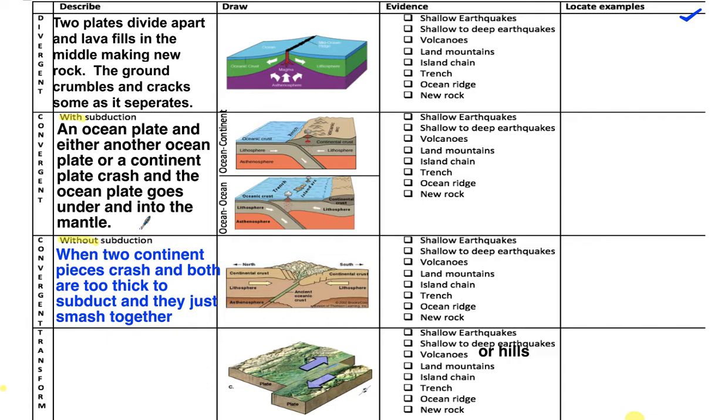All right, continuing on to convergent without subduction. This means two pieces of land are going to crash into each other, but neither one is going to sink under. So here it says when two continent pieces crash and both are too thick to subduct and they just smash together.